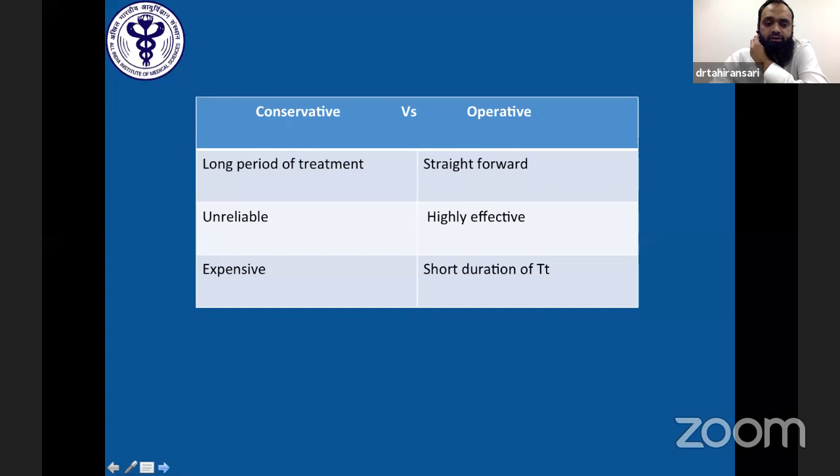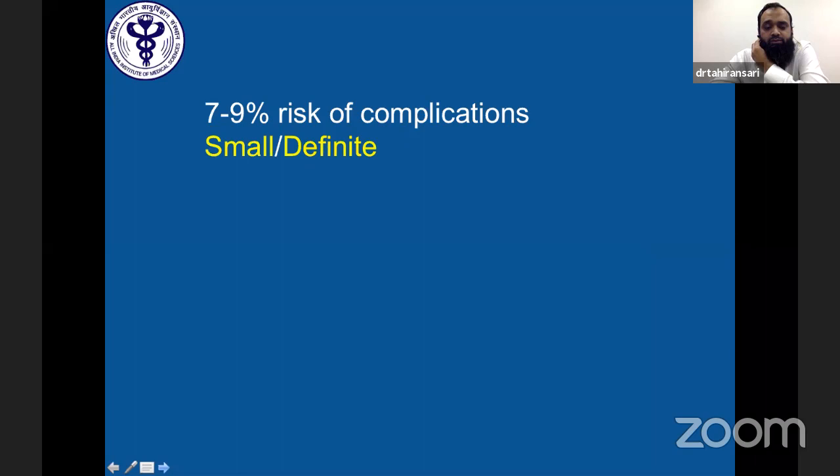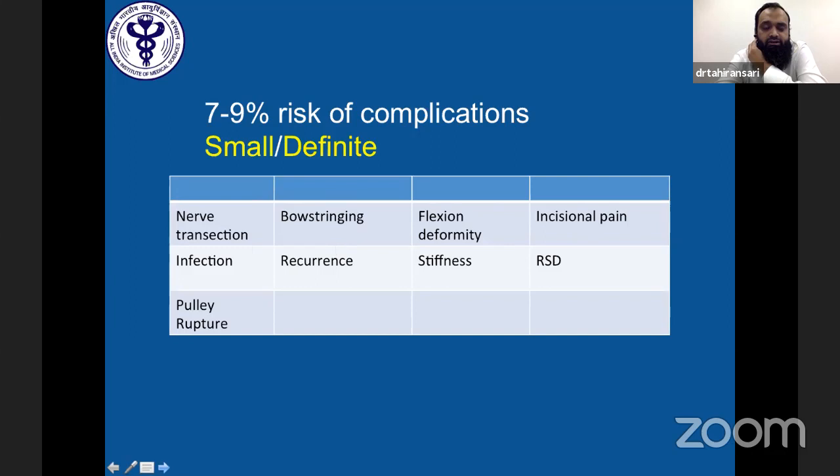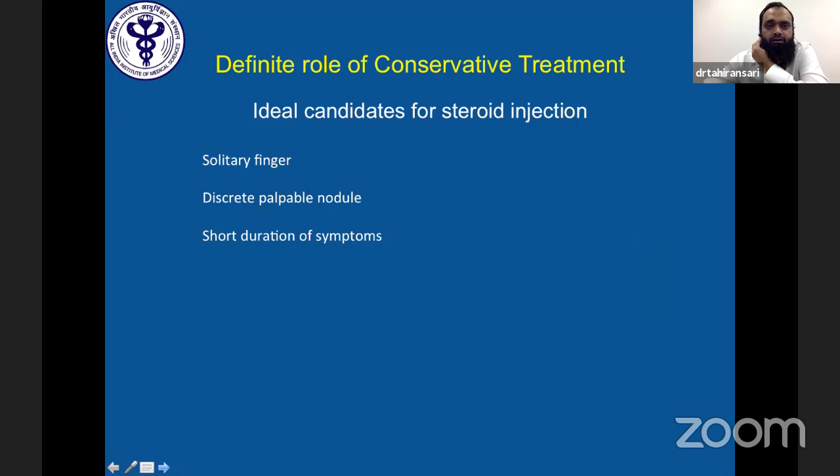But with operative treatment comes a small risk, which is 7-9%. The risk is small, but it is definitely there. There are chances of nerve transection, infection, pulley rupture, bowstringing, recurrence, flexion deformity, stiffness, incisional pain, RSD. If something is written in the book, then there's always a chance it can happen with anyone, basically. So we should be aware of these risks. And there's a definite role of conservative treatment.